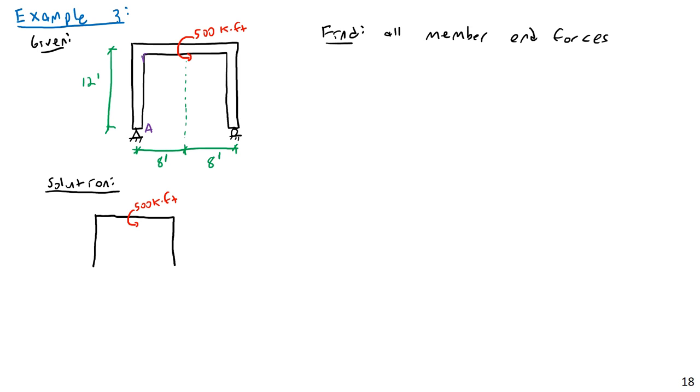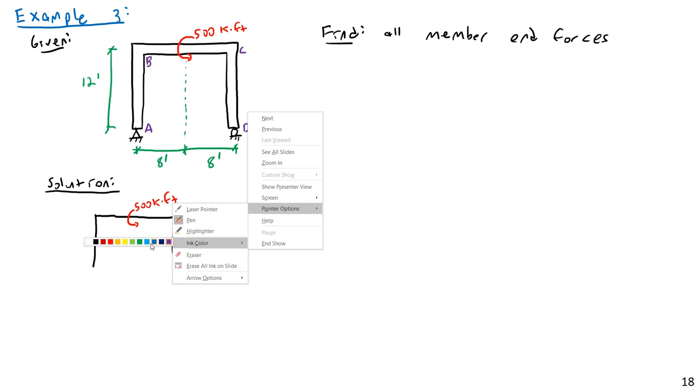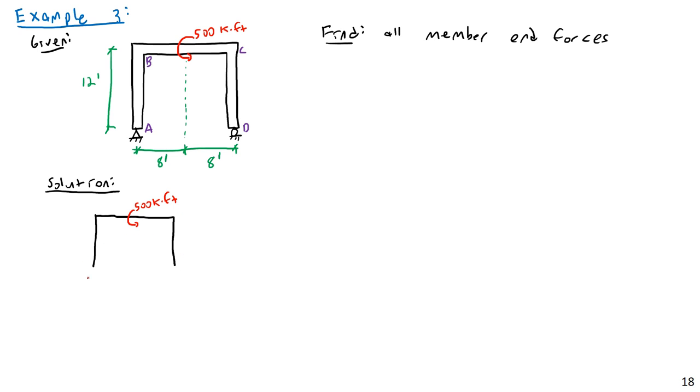You'll never guess what I'm going to do. A, B, never would have guessed this. A, B, C, and D. Then, let's say I'm going to have reactions AX, and then AY, and then I'll have DY here.